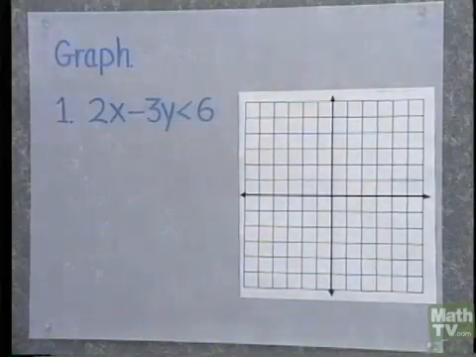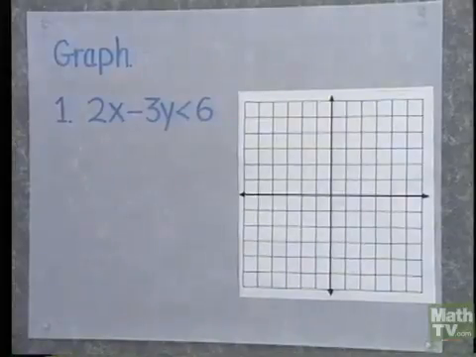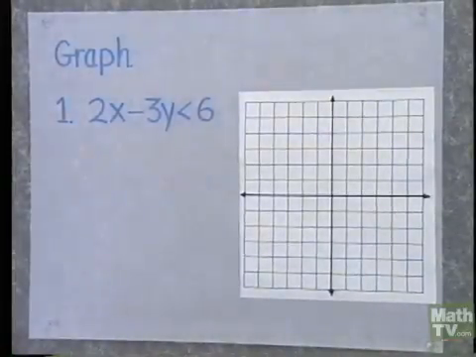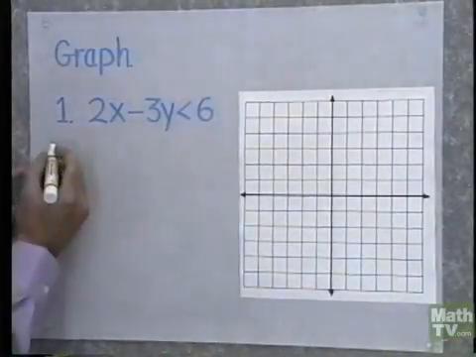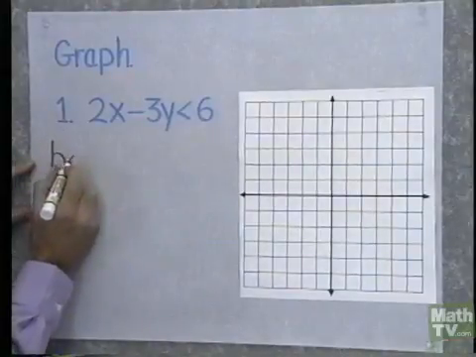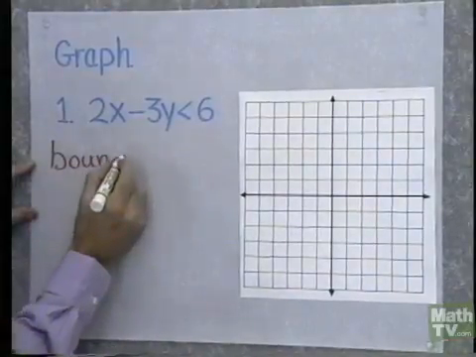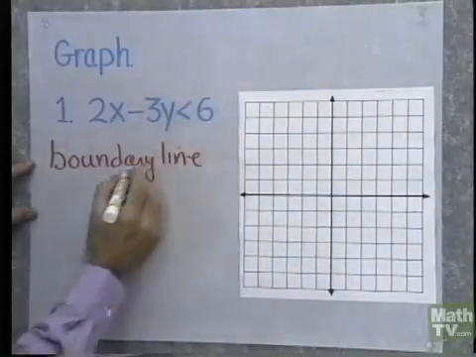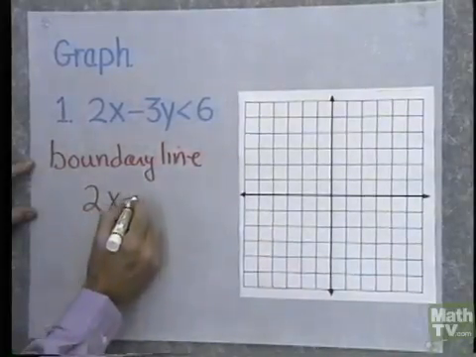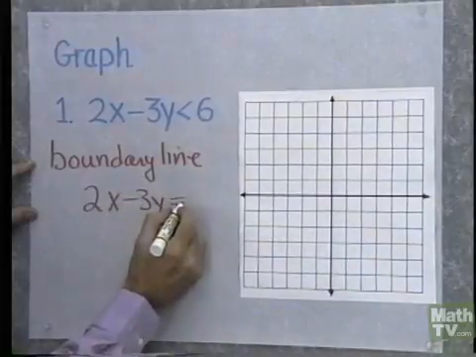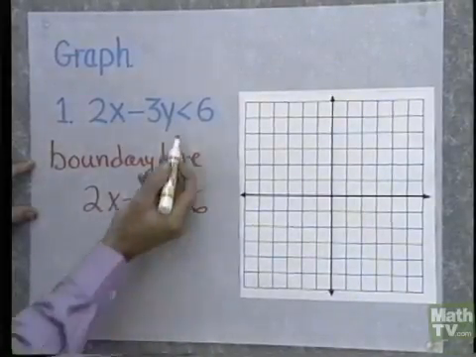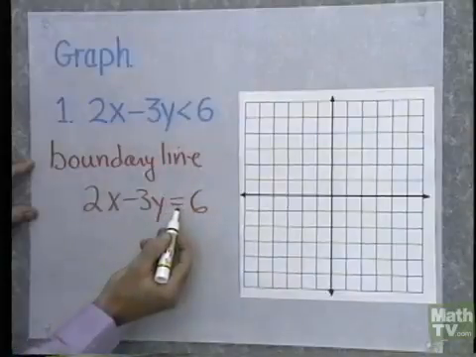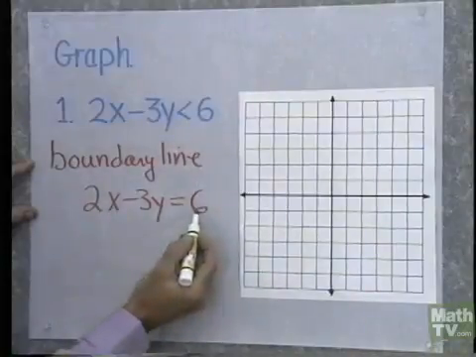I want to graph 2x minus 3y is less than 6. So 2x minus 3y is less than 6. And first of all, the boundary line is 2x minus 3y is equal to 6. So I replace the original inequality symbol with an equal sign. Now this is the boundary and I'm going to graph it.